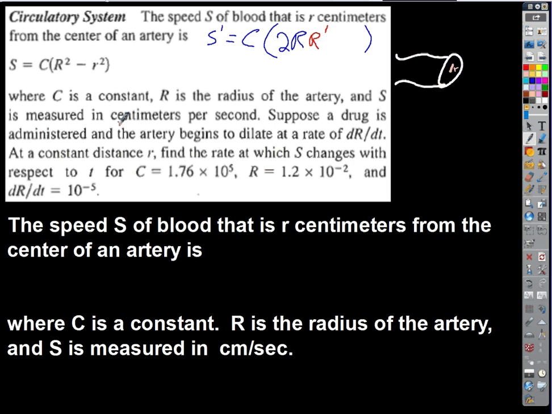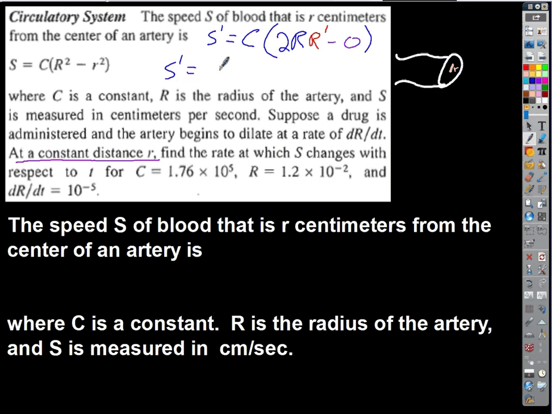Hold on, is little r changing? Read the question carefully, right? It says at a constant distance r. So the derivative of a constant is 0, right? Derivative of a constant is 0. So because this is constant distance r, we're getting a minus 0 there. We wouldn't write it, but I'm just putting it, purple goes with purple, right? So you can see why it's that way. And so we've already got S prime. Solve for S prime then.